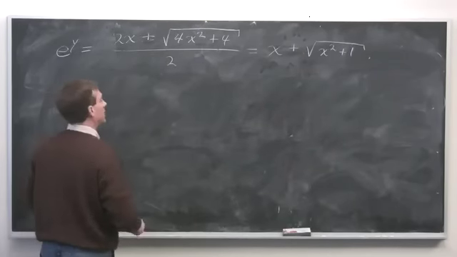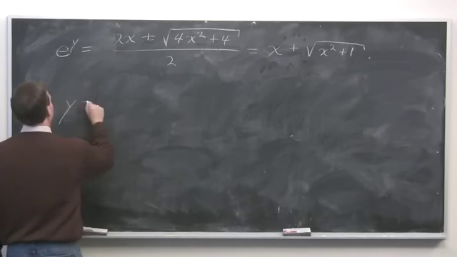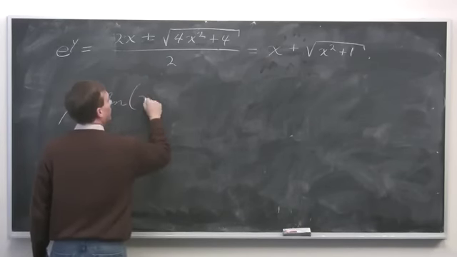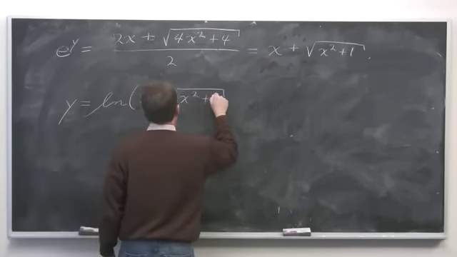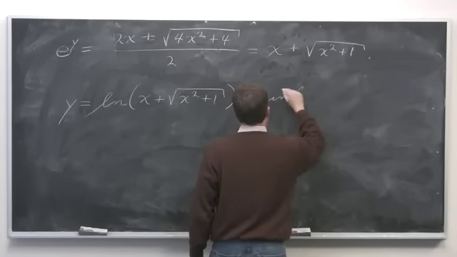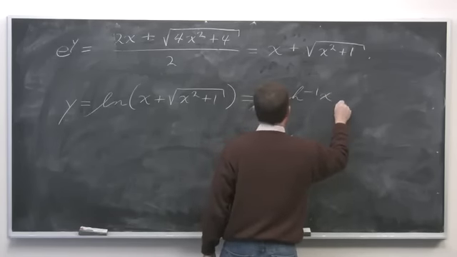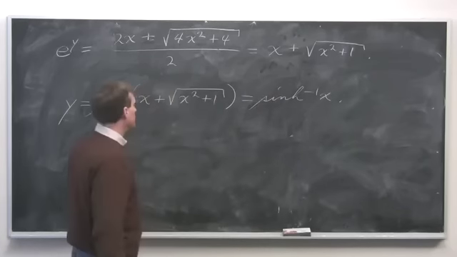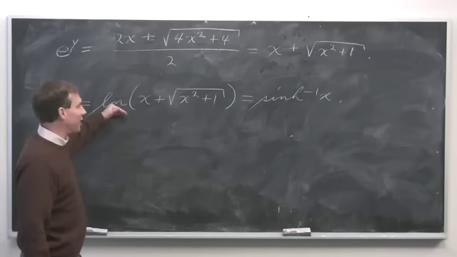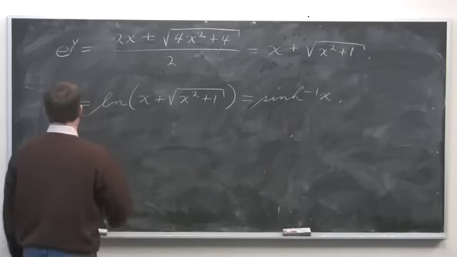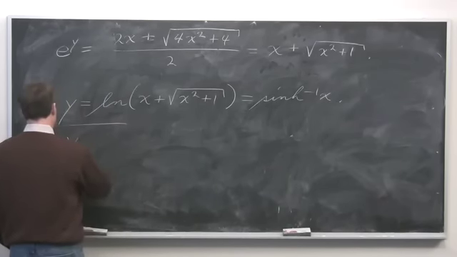And so now we take natural logs, and we get y is the natural log of x plus the square root of x squared plus 1. So if you want to write inverse hyperbolic sine in terms of functions you're more familiar with, this is what you get. It's not very attractive, but it's what you get. I leave it as an exercise for you to verify that.